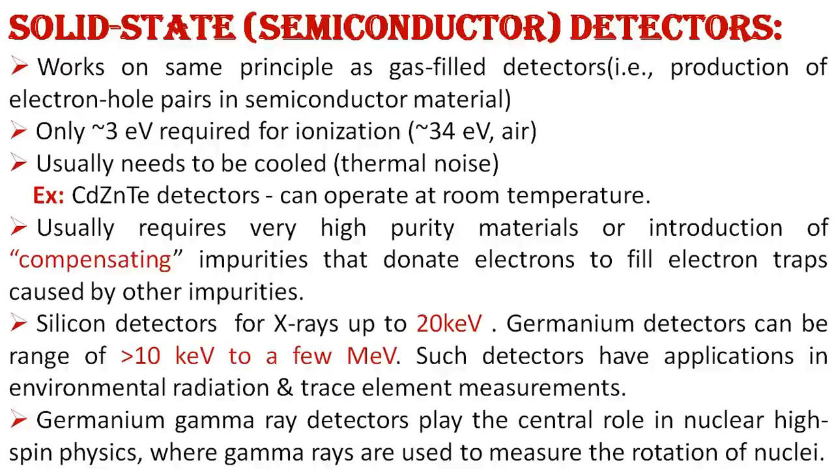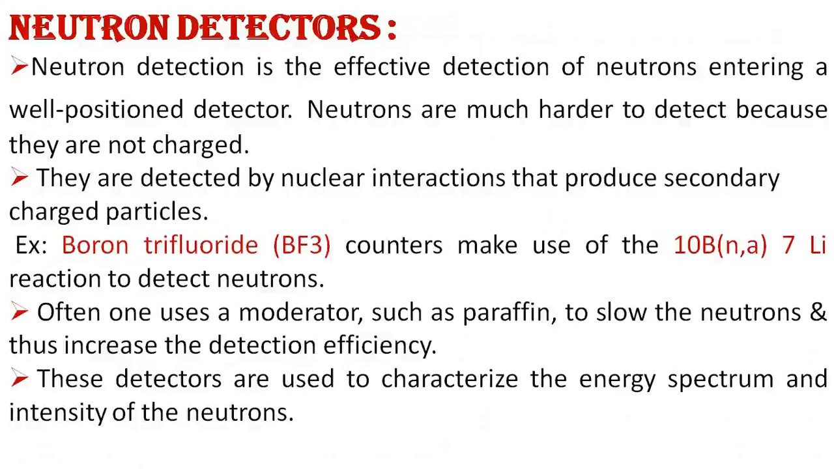Germanium gamma ray detectors play a central role in nuclear high-spin physics, where gamma rays are used to measure the rotation of nuclei. Neutron detection is the effective detection of neutrons entering a well-positioned detector. Neutrons are much harder to detect because they are not charged. They are detected by nuclear interactions that produce secondary charged particles. Boron trifluoride, BF3, counters make use of the 10B(n,alpha)7Li reaction to detect neutrons. Often one uses moderators such as paraffin to slow the neutrons and thus increase the detection efficiency. These detectors are used to characterize the energy spectrum and intensity of neutrons.